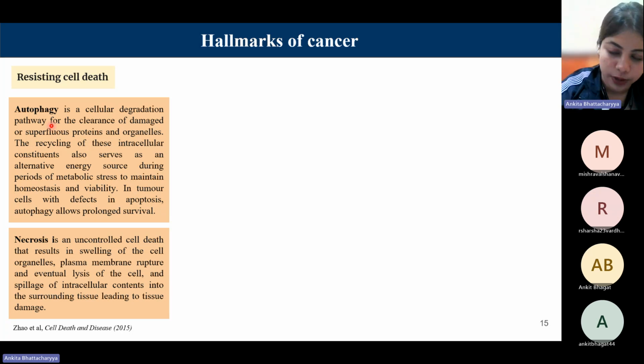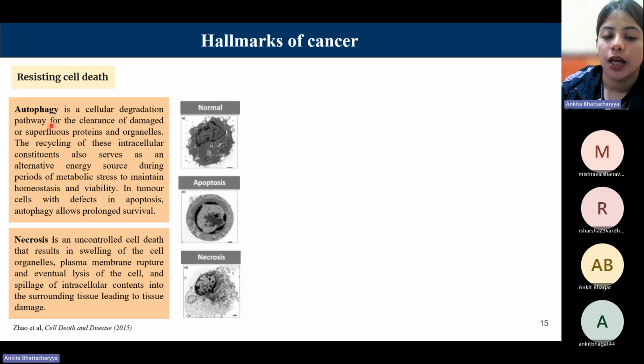There are two aspects to it as well. I've mentioned it in the thinker questions. We'll come to it very soon. The other strategy for cell death is necrosis. Now, what is necrosis? It is an uncontrolled form of cell death that results in the swelling of the cell organelles, plasma membrane ruptures, and eventually the cell lysis. And intracellular contents are spilled into the surrounding tissue, leading to tissue damage.